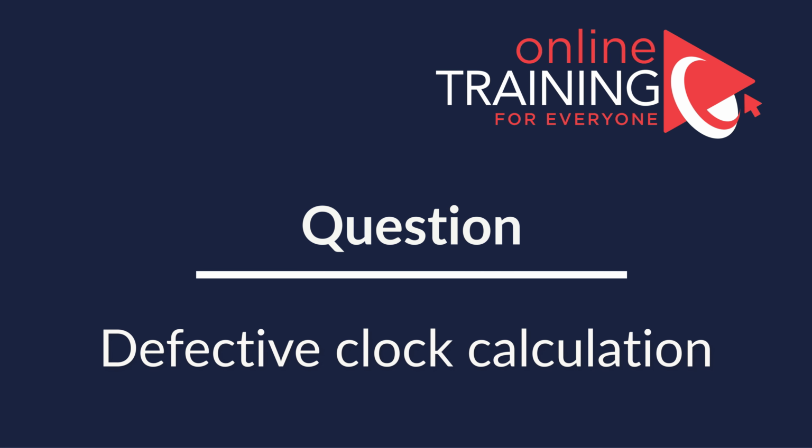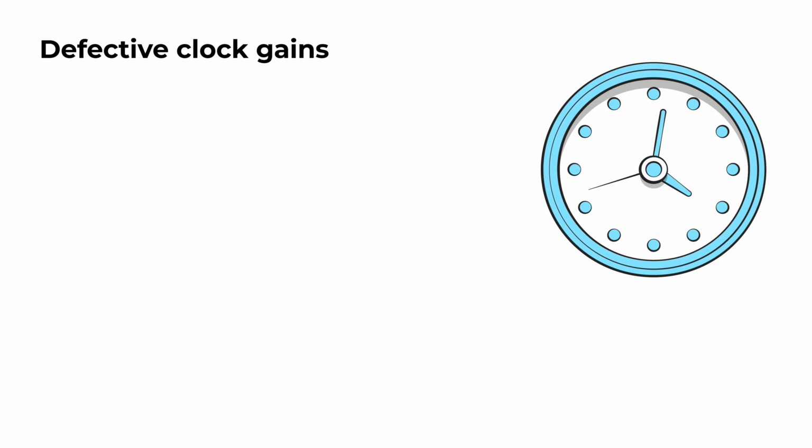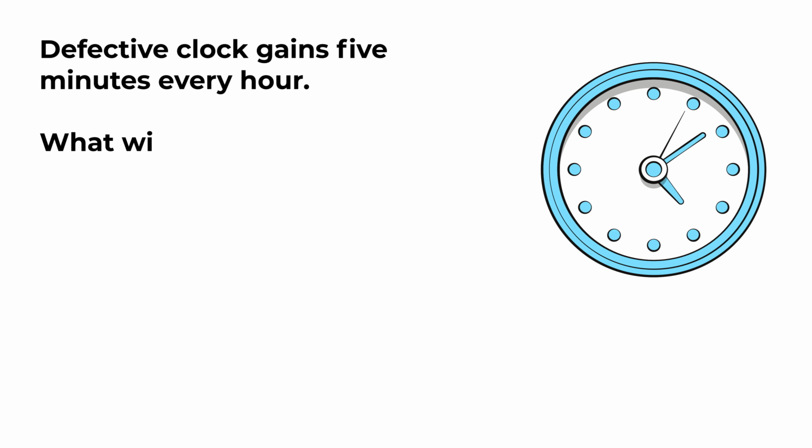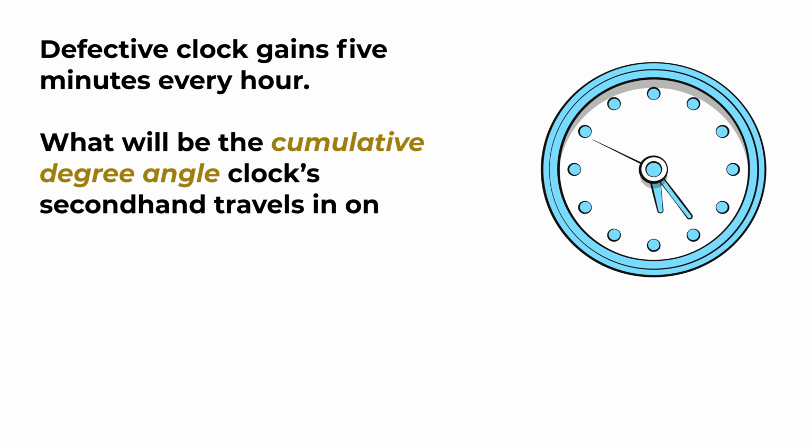Here's an interesting question, which may not be as easy as it looks. A defective clock gains 5 minutes every hour. What will be the cumulative degree angle the clock's second hand travels in 1 hour? You're presented with 4 different choices.